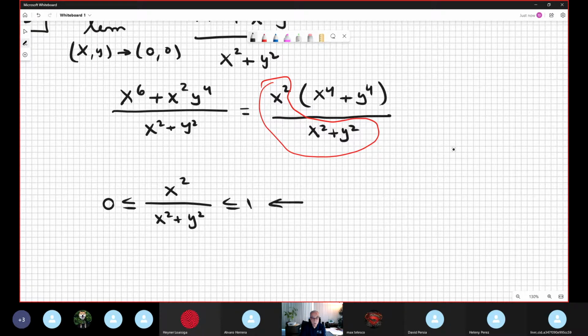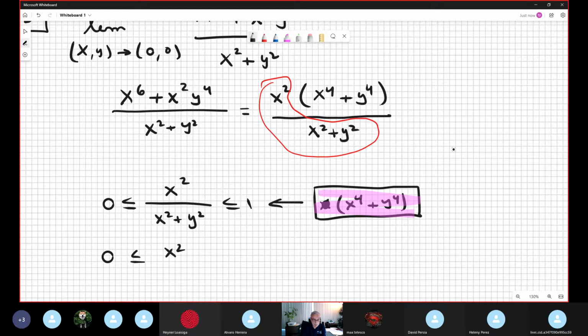And now we multiply this time x to the 4th power plus y to the 4th power. By the way, this new expression is positive because it's raised to an even exponent. So now we get this expression times 0 is 0. This expression times this is exactly the original expression. Look at that.